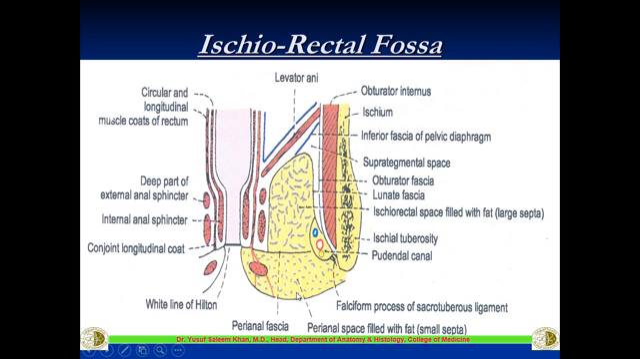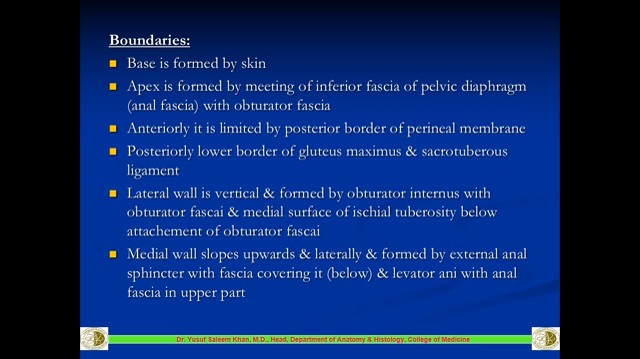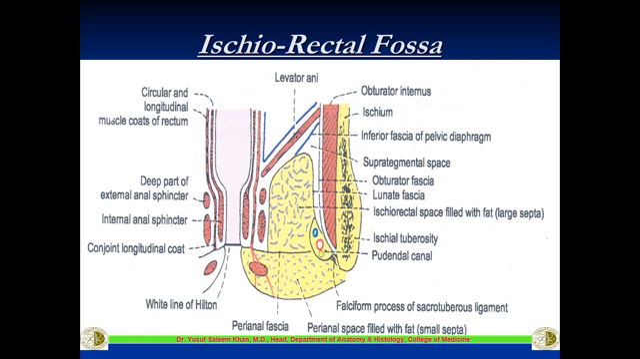Okay, so this will be the base of this fossa formed by the skin, and the apex is formed by the meeting of the inferior fascia of the pelvic diaphragm, also called the anal fascia, with the obturator fascia. As I said, this is the pelvic diaphragm, and below this is called the inferior fascia of the pelvic diaphragm. And this is called the obturator fascia. So here is the obturator internus muscle, and deep to that there is a fascia called the obturator fascia. These two fascias meet with each other.